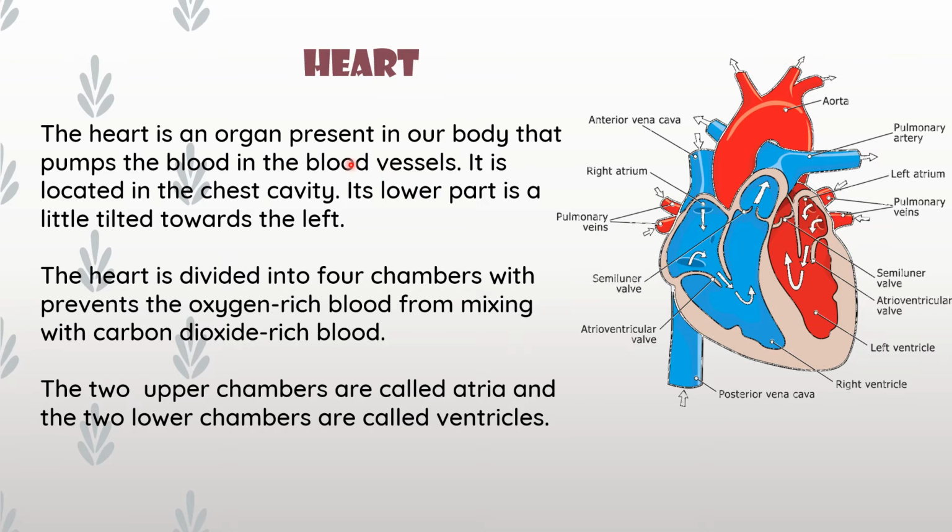So you just understand this only. The heart is divided into 4 chambers. The upper chambers are called atria, and the lower chambers are called ventricles. That's all. And you can see this movement of blood here. See this arrow. Through the pulmonary artery it goes to the lungs, and from the lungs through the pulmonary veins it comes to the heart, and from the ventricles oxygen-rich blood goes to all our other parts.